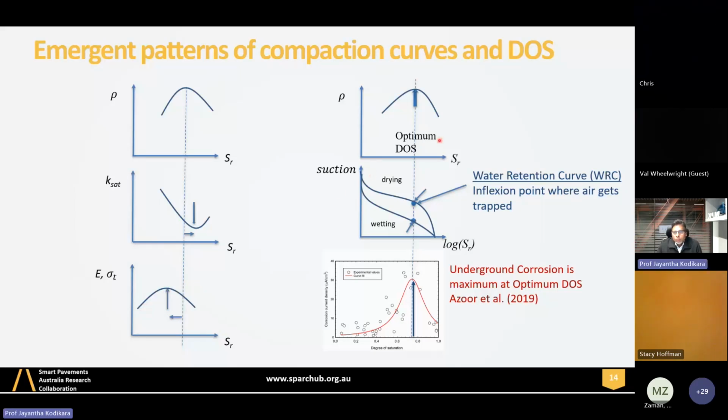And if you want to do the water retention curve, which is a very important characteristic in unsaturated soils, this optimum degree of saturation normally falls around the inflection point when you plot SR against log suction. So then it should fall onto the inflection point.